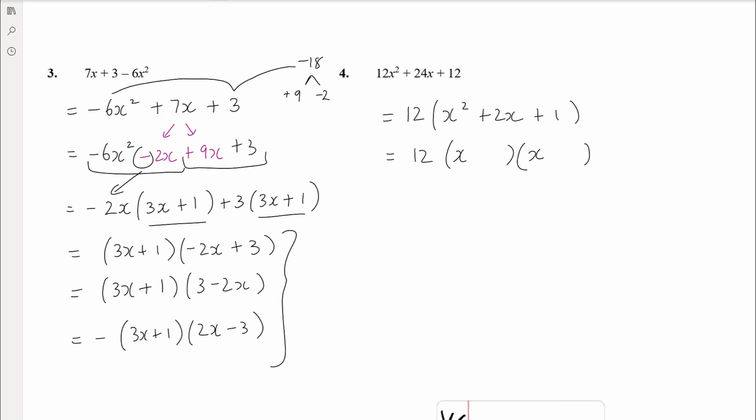I know it's going to be numbers that multiply to give positive 1 and add to give positive 2. So the only way that will work is if we have plus 1 and plus 1. And so actually this is x plus 1 all squared. And if you recognise that perfect square pattern, you might have been able to go straight to this answer here. And you would need to write it as that rather than x plus 1 times x plus 1.